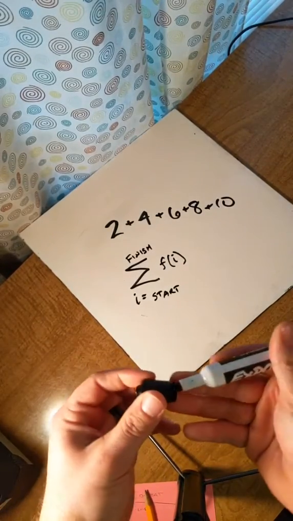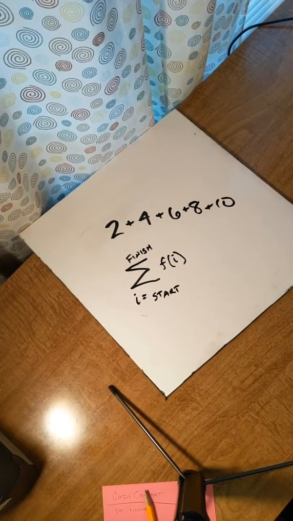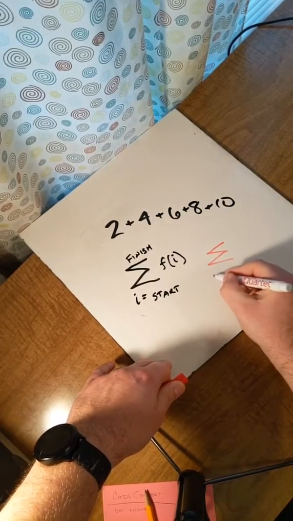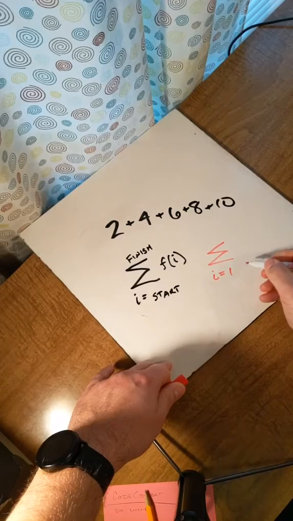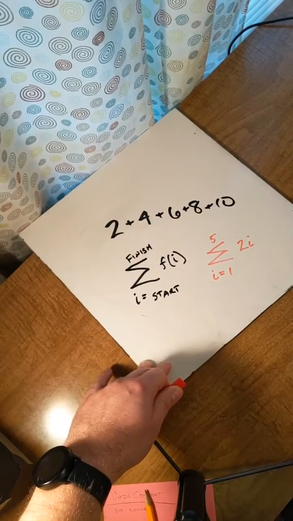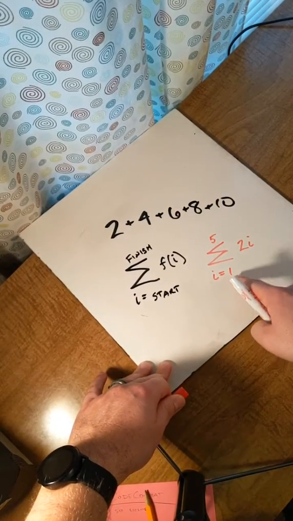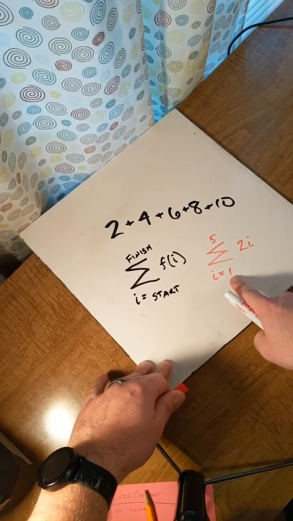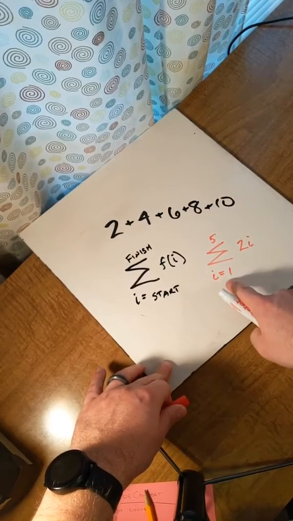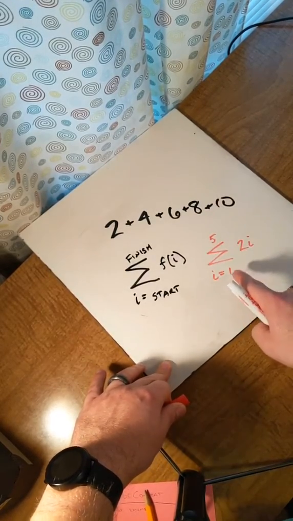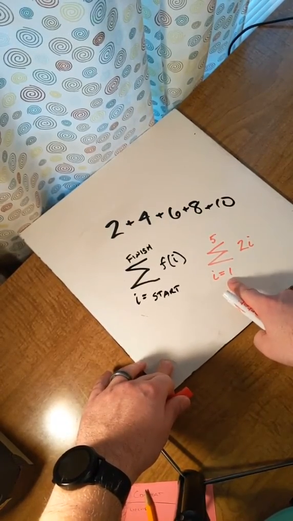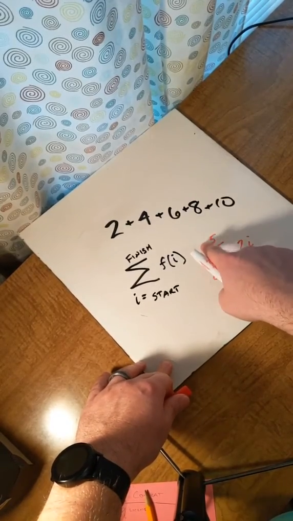So if I wanted to write out this pattern in summation, I would say this is the summation of i equal to 1, going all the way up to 5, of 2i. You can see here I could start with 1, plug 1 in, that would be 2, go up to the next number, 2 plugged in would be 4, then 3 plugged in would be 6, then 4 plugged in would be 8, then 5 plugged in would be 10. I would stop because I tell it to stop after 5.